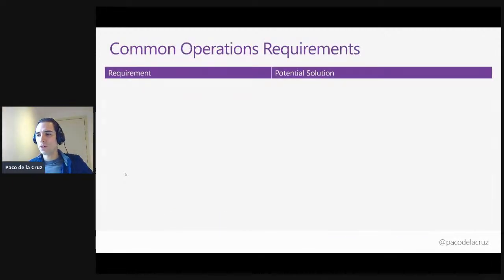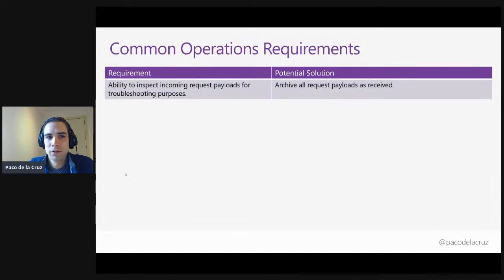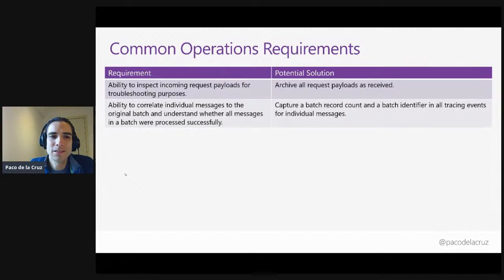So in a solution like this, we might have some common requirements from the operations team, right? So the team that is going to be supporting this in production. The first one is the ability to inspect the incoming request payloads for troubleshooting purposes. For this, we can archive all request payloads as we receive them. The second one is the ability to correlate individual messages to the original batch and understand whether all these messages in the batch were processed successfully.